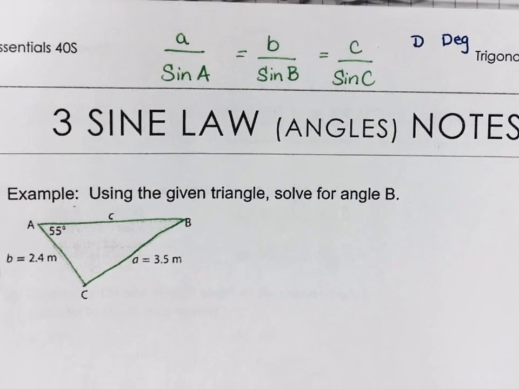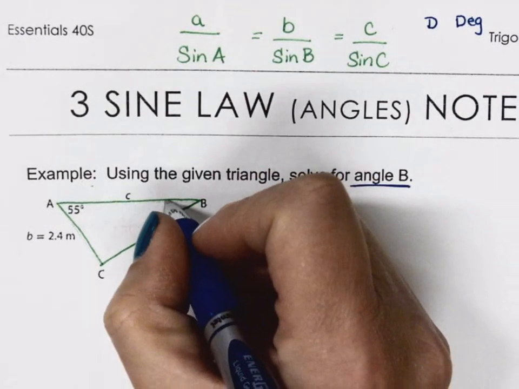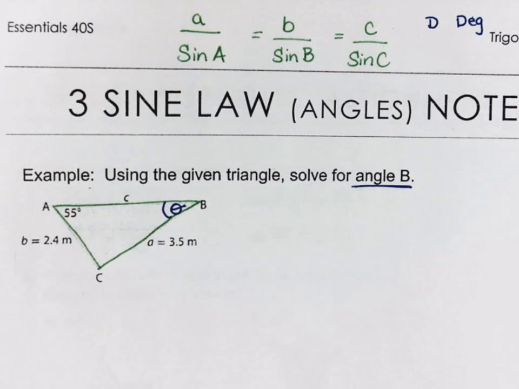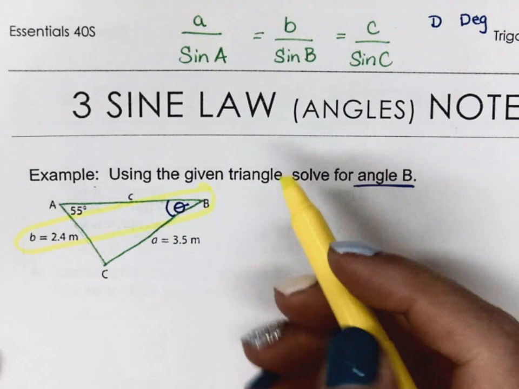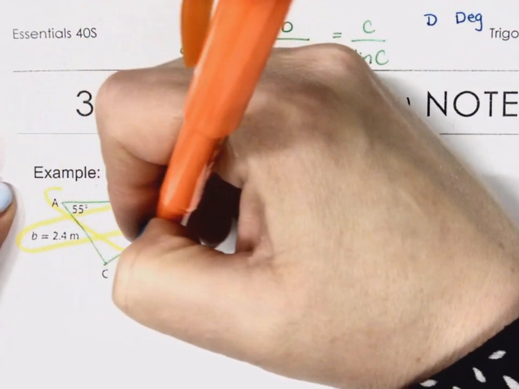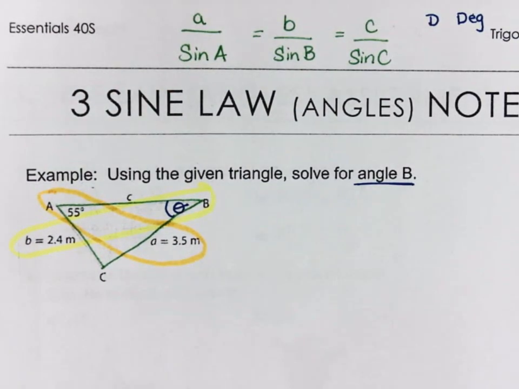So we are going to use the given triangle. We're going to solve for angle B. That's that angle right there. Just remember that the sets are across from each other. So this is set B here, angle B and side B. And then you're looking for a set that's full and complete, so it has an angle and it has a side. That would be this set here. One's orange to me and one's yellow, but you get the idea.